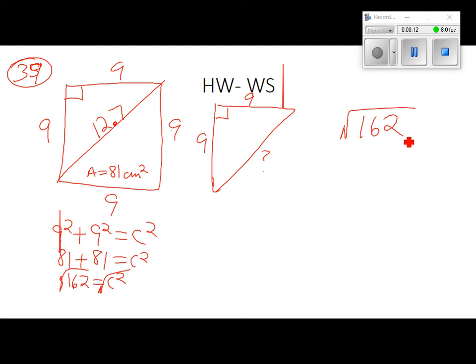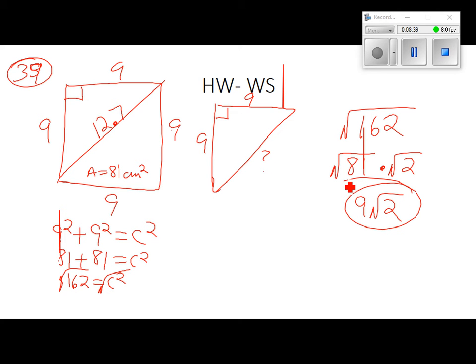Will 100 go in there evenly? No. 121? No. 144? No. 169? Do I need to go any farther? No. So 81's the biggest. Remember, this is how you do this. This is how you break this down. You break it down: 81 times what gives you 162? 2. What is the square root of 81? 9. That's the exact answer.